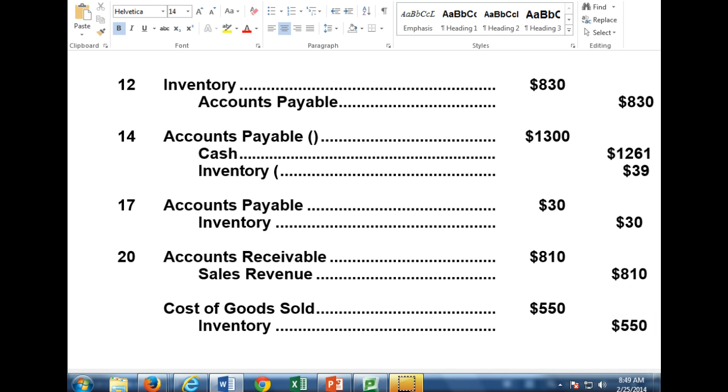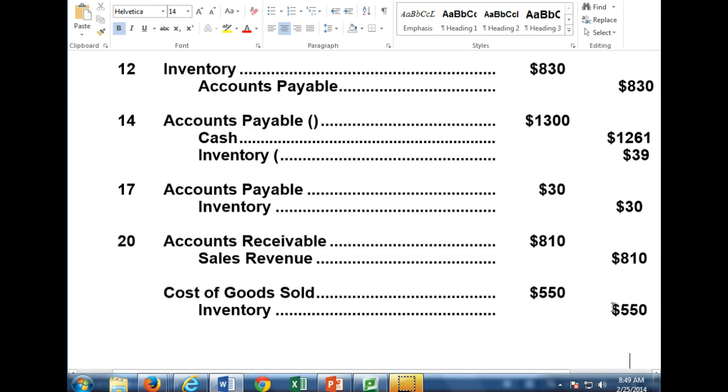Do you guys understand why when we sell product, we have to report two entries? One being the amount we sold, the other being the cost of that inventory? We've got to do both pieces to remove it. Okay?